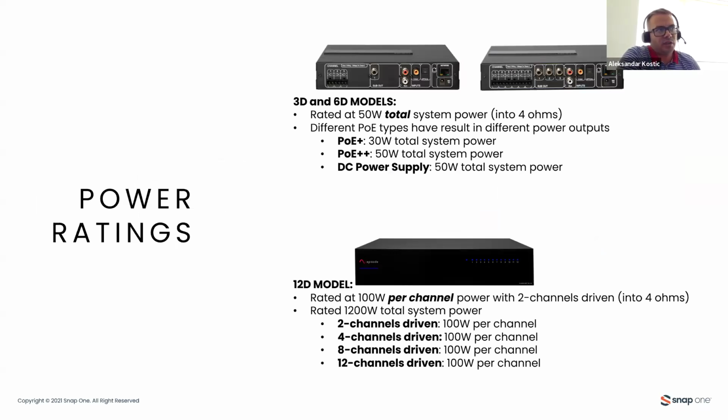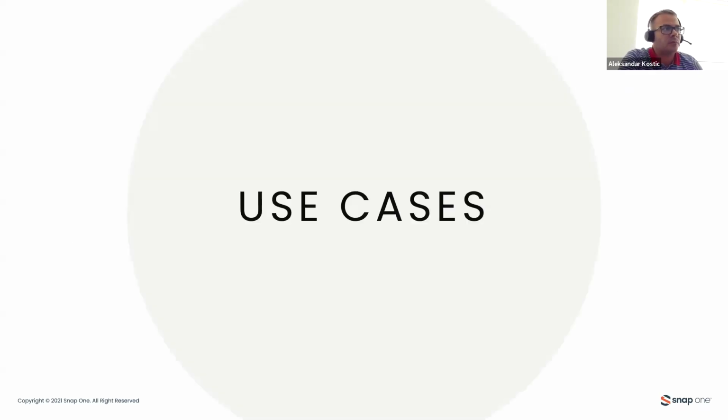Regarding the power budget, I mentioned that the 3 and 6 channel amplifiers are PoE++ devices. So ideally they will have 90 watts on the input in order to provide the maximum power which they can forward. It is 50 watts. And the 12 channel model has 100 watts per channel, which means a total power budget of 1200 watts, and it is not PoE.